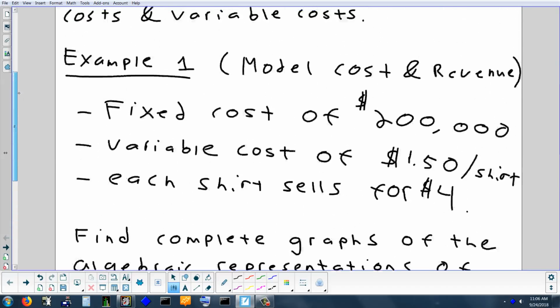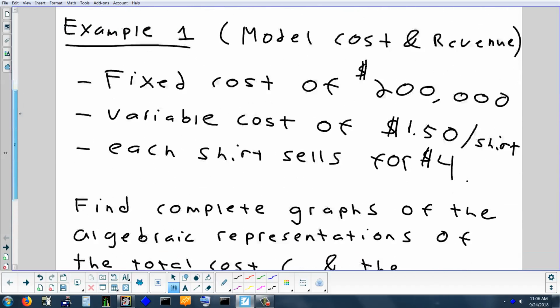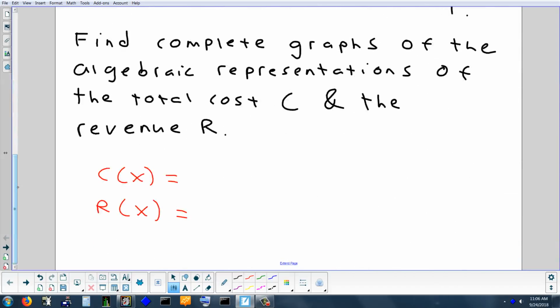All right, so let's scroll back up. Cost is $1.50 per shirt. So what would be the formula for the total cost? Yeah, go ahead. $1.50 times X, I guess. Yeah, $1.50 times, what's our variable? S or C? X. X, yeah.